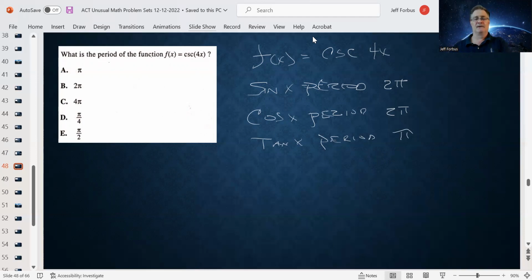I'm not going to carry you through drawing each one of these graphs. You can memorize this. Now there's a formula that you can use as well. Period of the parent divided by the coefficient of x.